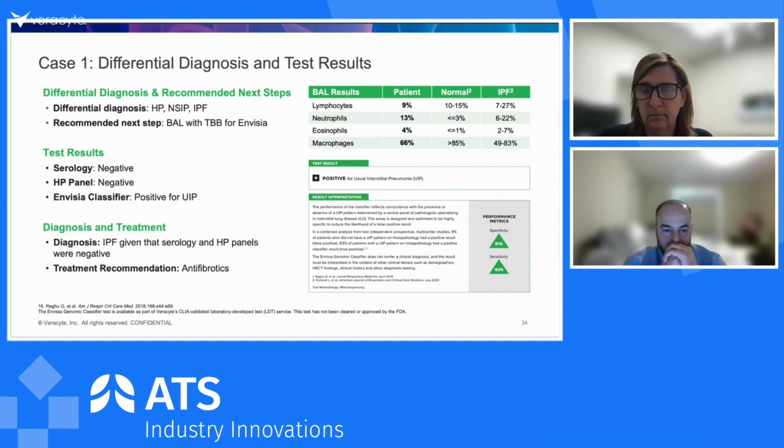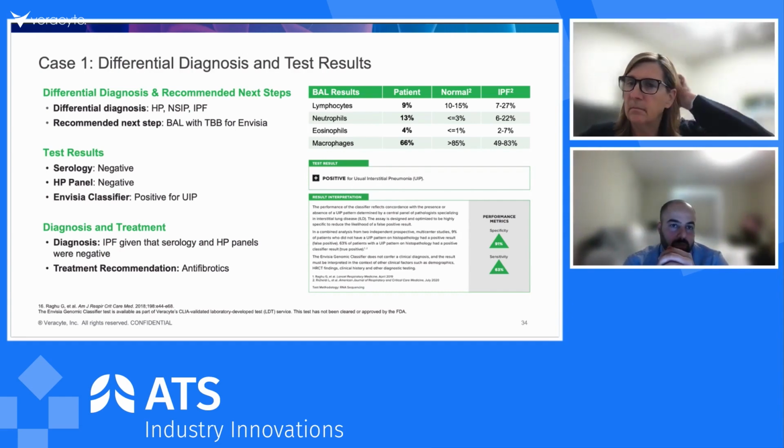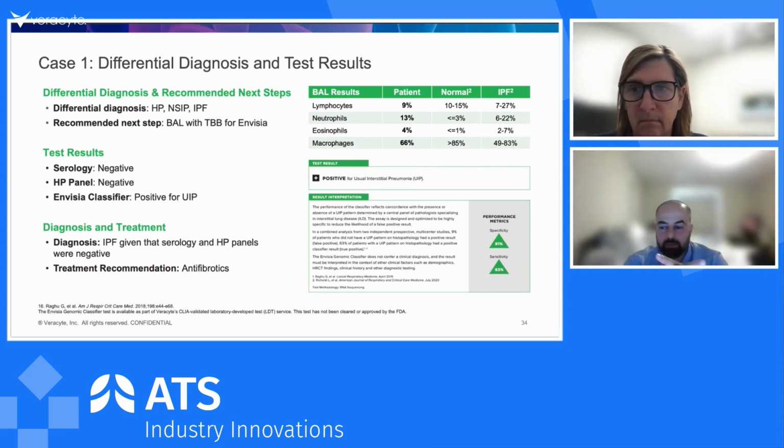This patient was then, in the context of this information, presented at their multidisciplinary discussion, taking the serology together with the BAL results, which are shown on the right. Relatively unremarkable BAL, other than just outside the normal range of lymphocytes, but within the normal range of what you would see for IPF. And the rest of it was unremarkable, except for a slight elevation in eosinophilia, certainly nowhere near the 25% you'd see within an eosinophilic lung process, but in the range where you can see eosinophils in patients with IPF. And so their treatment recommendation was antifibrotics.